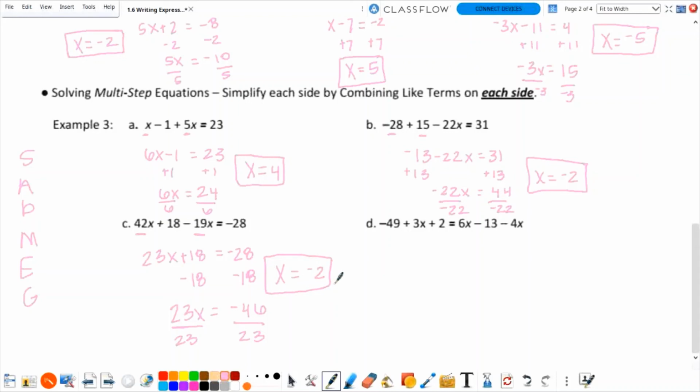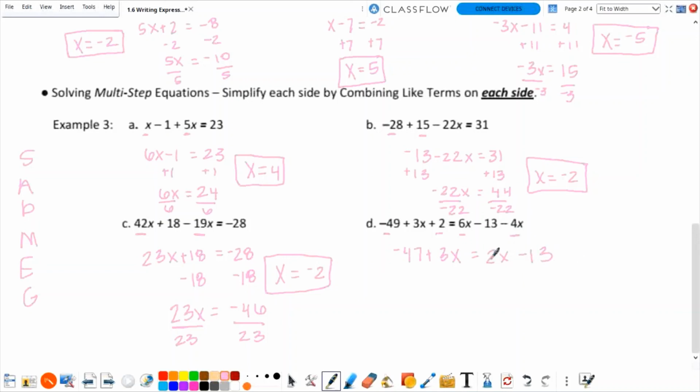Negative 49 plus 3x plus 2 equals 6x minus 13 minus 4x. So now we've got like terms on both sides. So on the left side, we have negative 49 and 2 that can be combined. And on our right side, we have 6x and 4x. So negative 49 plus 2 is going to give us negative 47. Then on the right side, 6x minus 4x is going to give us 2x.